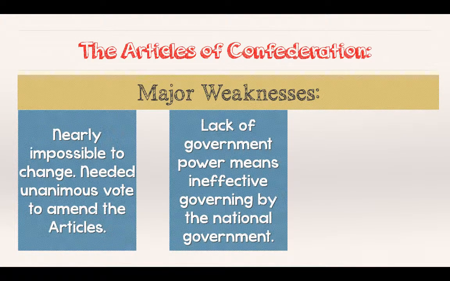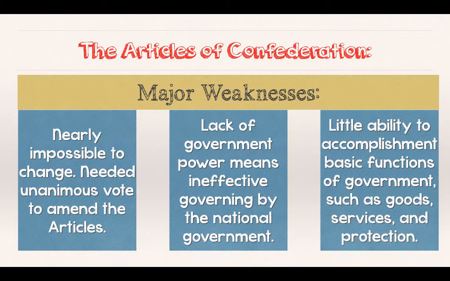We saw a lack of government power, right? The government had authority, but it didn't necessarily have power to carry out that authority. We also saw a lack of authority without the power to really enforce it. Last but not least, we saw little ability to accomplish the basic functions of government, such as provide goods and services and provide national protection. We also couldn't make or enforce laws. So all four purposes of government were not met by the Articles of Confederation. Again, the Articles worked wonderfully when we had a common goal of defeating Great Britain.